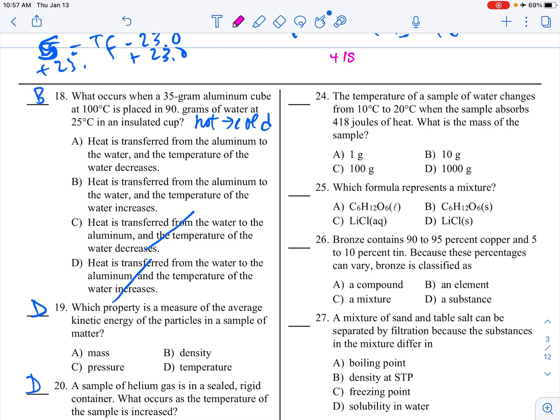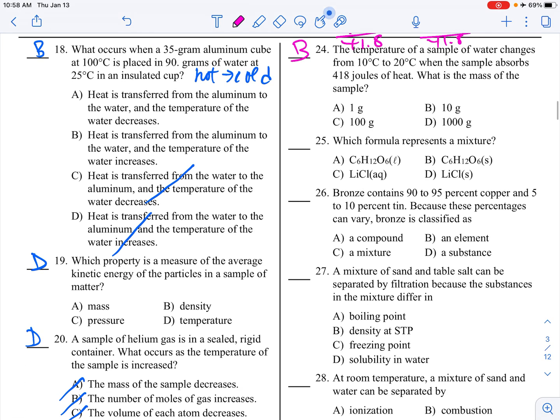So Q is heat. M, I don't know. Specific heat of water, so that's 4.18 found on the reference table. And T final minus T initial, so that's going to be 10. So 4.18 times 10 is 41.8 times M equals 418. Divide both sides by 41.8. 418 divided by 41.8, I should know this, but it's 10. So it's choice B.